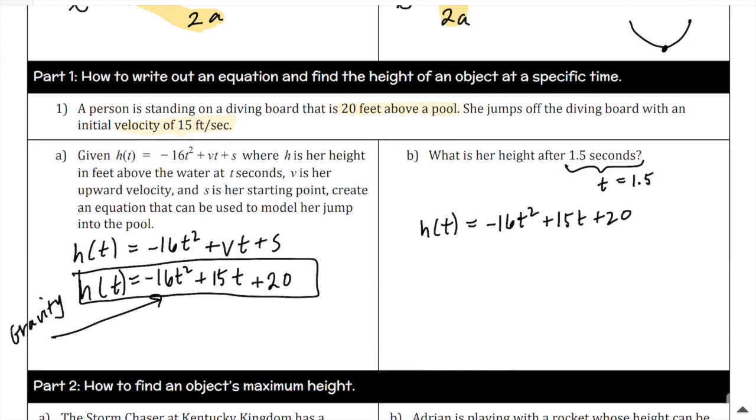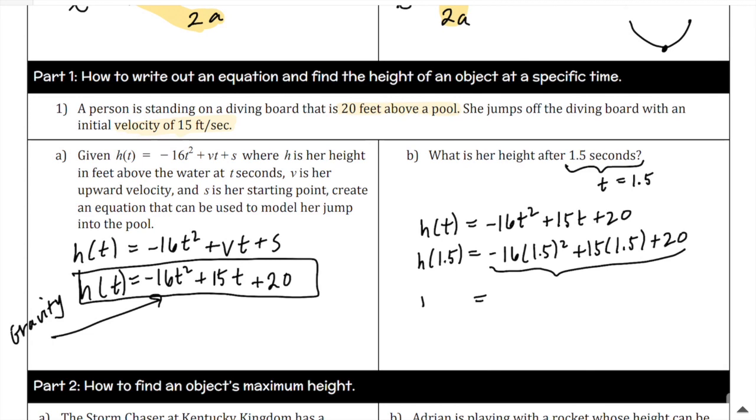So I have h of 1.5, because I'm plugging in 1.5 for t, is equal to negative 16 times 1.5 squared plus 15 times 1.5 plus 20. Next thing I'm going to do is just throw this into my calculator or into Desmos, and I am left with 6.5, and this will be feet.